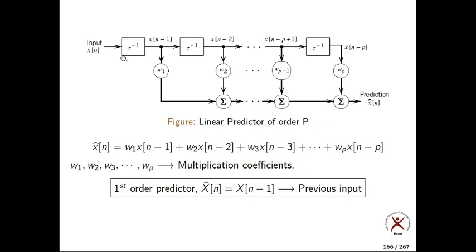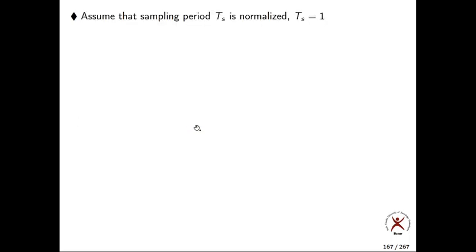X of n is the present input, X cap of n, X of n minus 1 would be the previous input. So if it is a first order predictor, the output of the predictor will be simply its previous input. Otherwise X cap of n equal to X of n minus 1. So for second and third order you need to write this equation, which is very very important. Okay. Now let me take some important concepts.